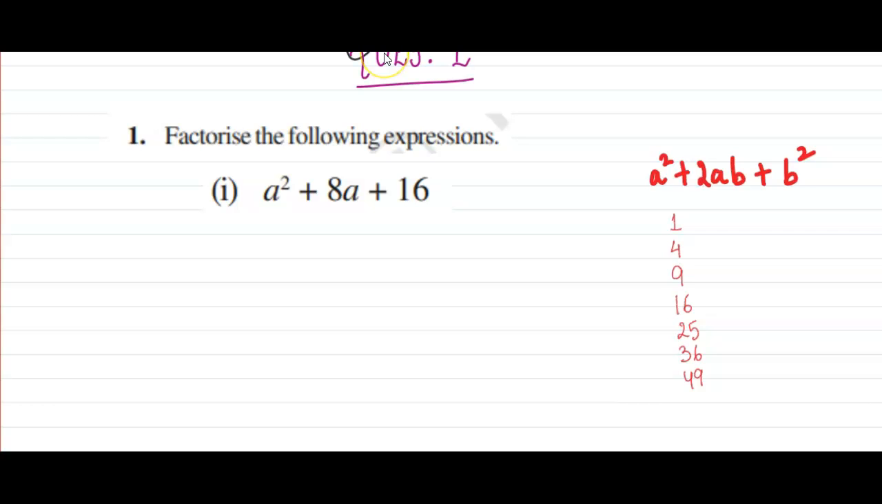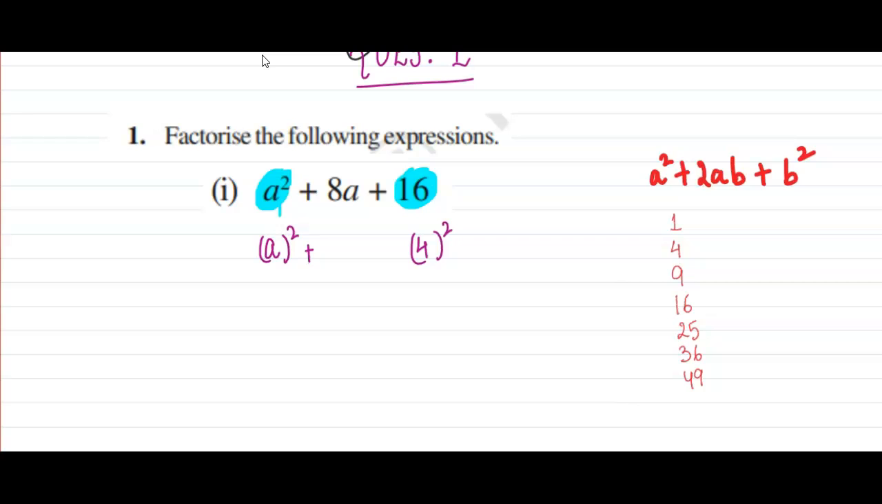Now let's look at the first term. The first term is a square, so it is a perfect square. And the last term is 16. It is also a perfect square. 16 is equal to 4 square. So we can easily write a square, then 4 square.